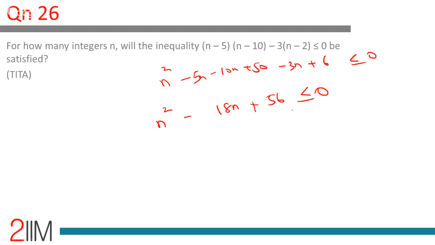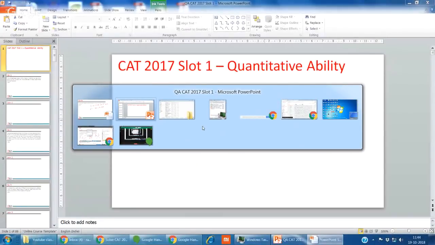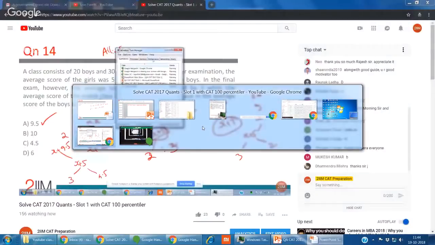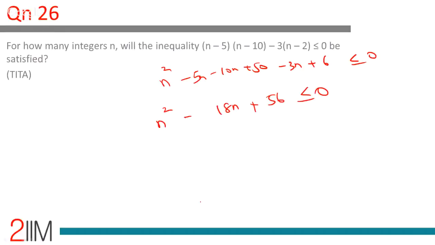To break this is 7 into 11. There's got to be a 7 sitting there. It doesn't quite work. So I'm going to go towards the completion of squares method. I'm going to write this as n square minus 18n plus 81 minus 81 plus 56 is less than or equal to 0.